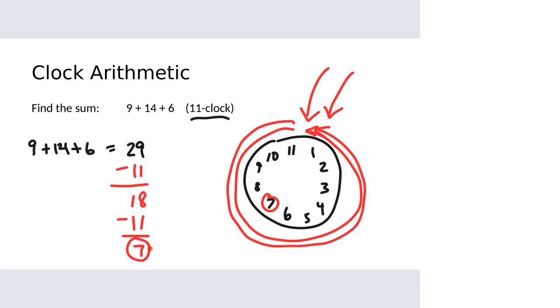The other way you could do this is just count around until 29. You count around, there's 11, 22, 23, 24, 25, 26, 27, 28, 29. Sure enough, we're at 7.